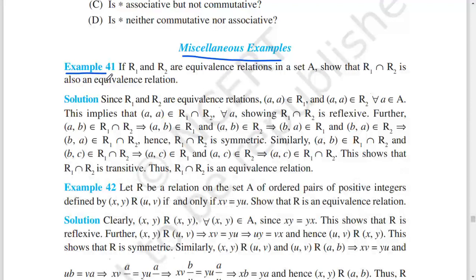Further, (a, b) belongs to R1 intersection R2 implies (a, b) belongs to R1 and (a, b) belongs to R2, which implies that (b, a) belongs to R1 and (b, a) belongs to R2, that is (b, a) belongs to R1 intersection R2. Hence R1 intersection R2 is symmetric. Similarly, (a, b) belongs to R1 intersection R2 and (b, c) belongs to R1 intersection R2 implies that (a, c) belongs to R1 and (a, c) belongs to R2, that is (a, c) belongs to R1 intersection R2. This shows that R1 intersection R2 is transitive. Thus R1 intersection R2 is an equivalence relation.